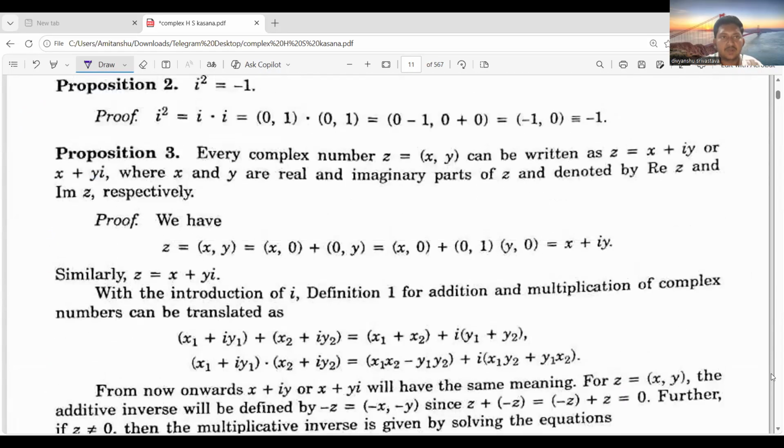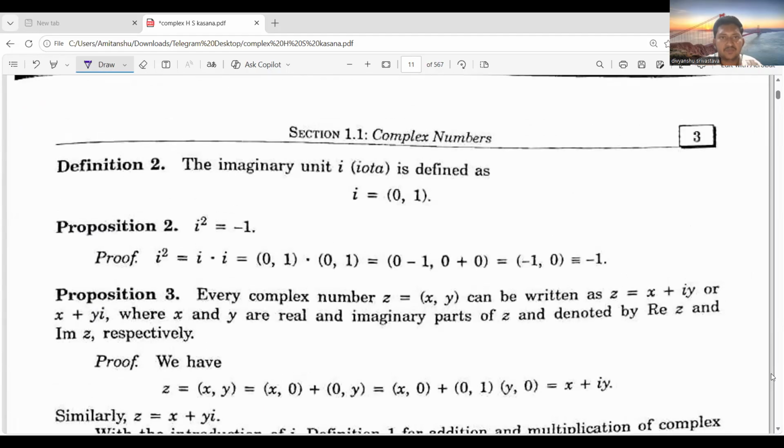Now move on to the next part. Here is the imaginary unit. The imaginary unit is basically iota. Iota is defined as (0, 1). It is already written here, so I am not going to write this. Now come to i square. i square is equal to -1.